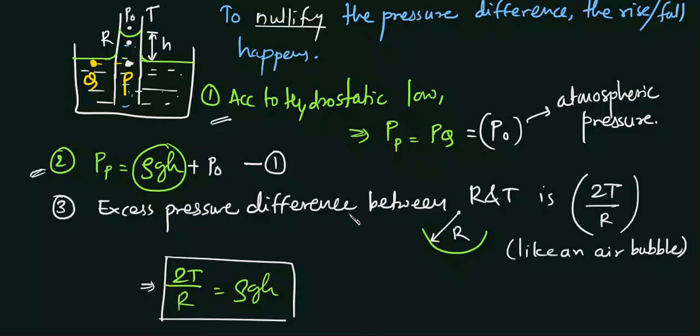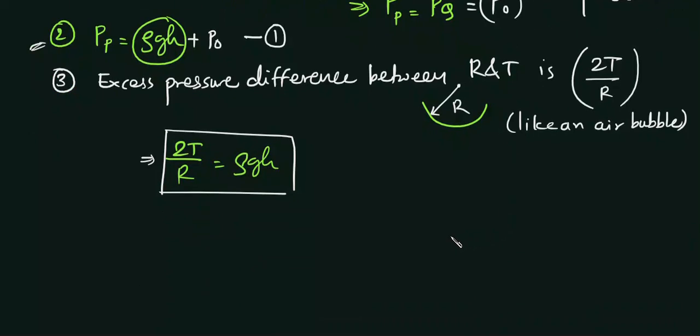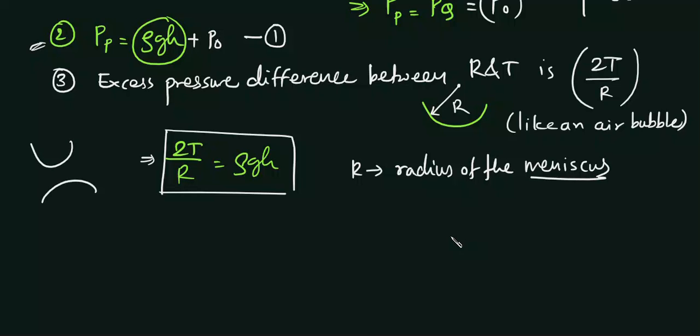And for this meniscus, the excess pressure is given as 2T by R, where R is the radius of the meniscus. Meniscus means what? The water level, whether concave or convex, whatever it be. It is called the meniscus.